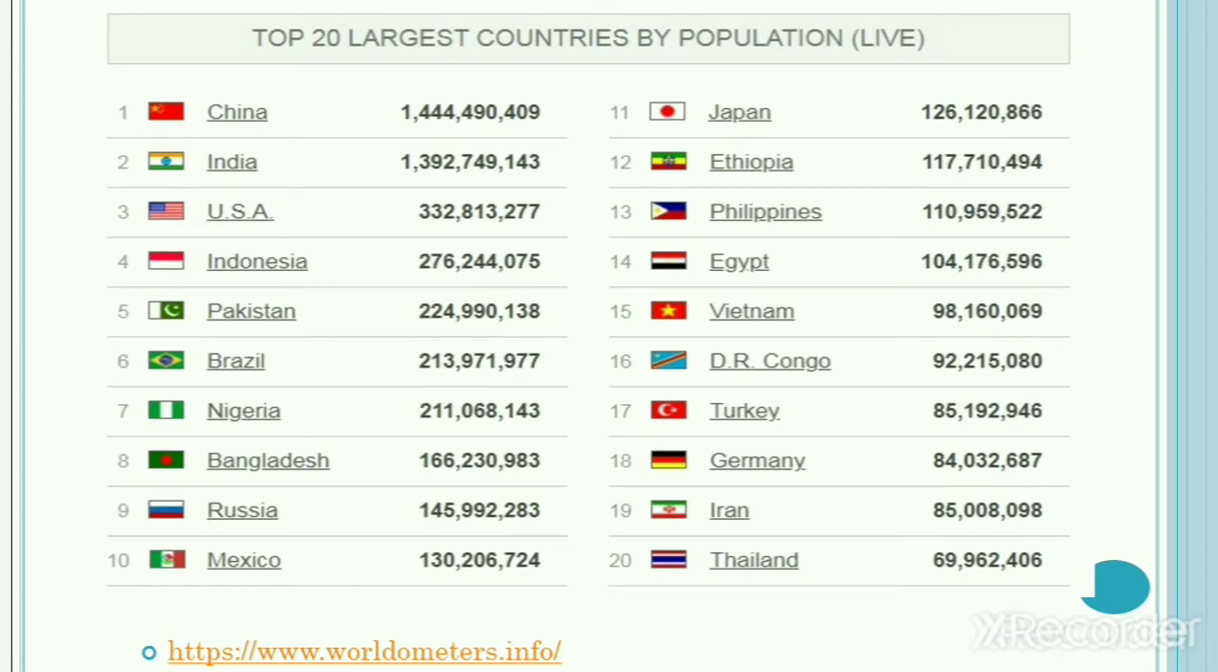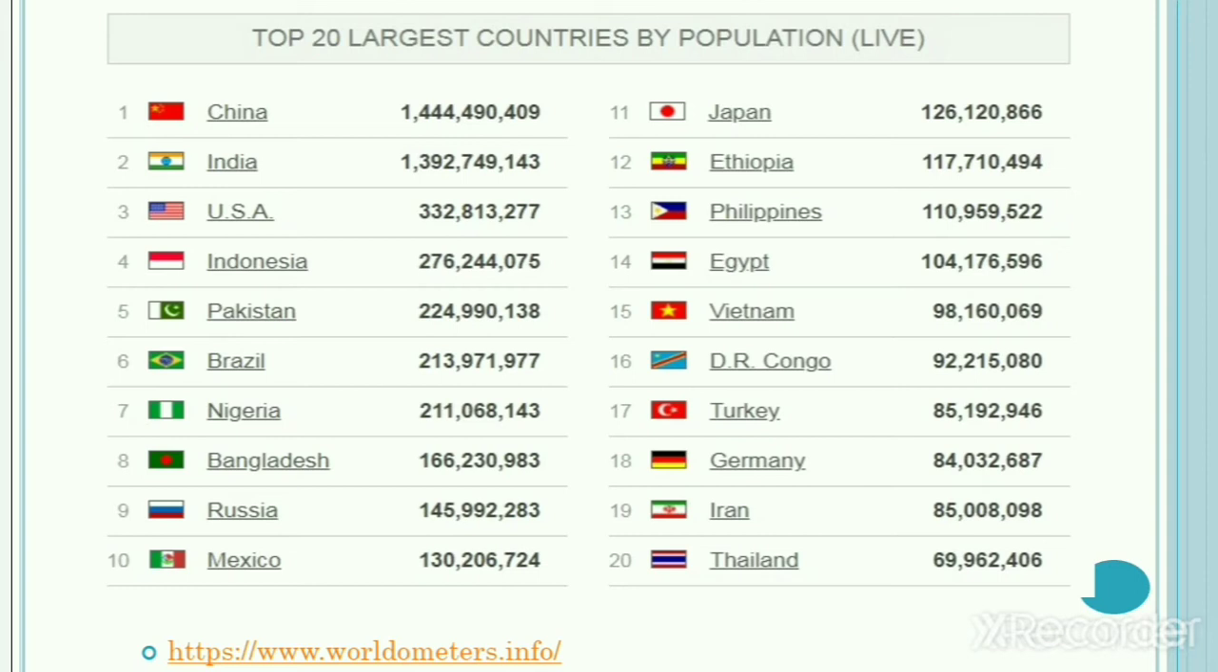Take the case of the top largest countries in terms of their population. China accounts for 1.44 billion population as of June 2021. China is being followed by India with around 1.39 billion population. These two countries together account for around 2.8 billion population among the total 7.9 billion population of the world.